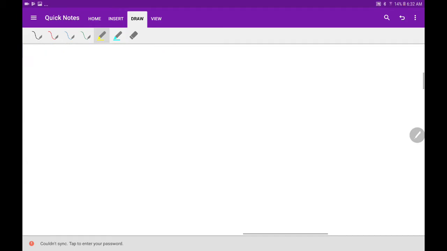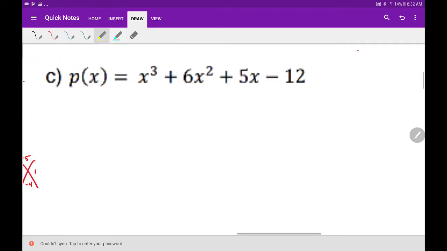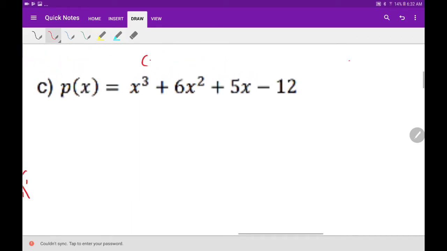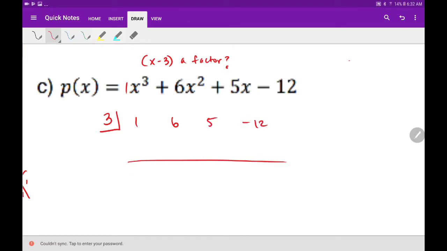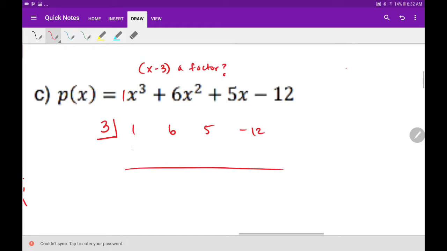Let's do our last part from problem number 2. So we're still checking, is x minus 3 a factor? If so, factor fully. So yet again, 3 is the number in the box. Our coefficients are 1, 6, 5, and -12. And I'm going to do this one quickly, so if you want, you can just pause the video.